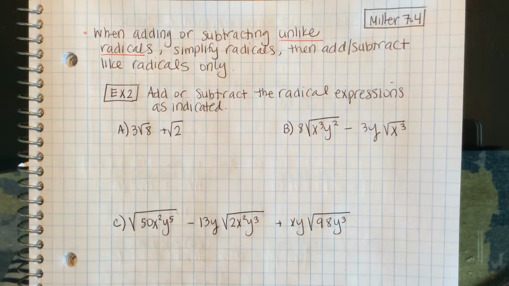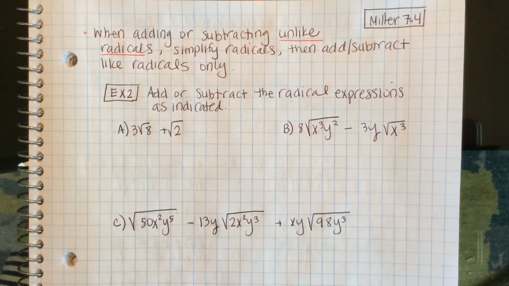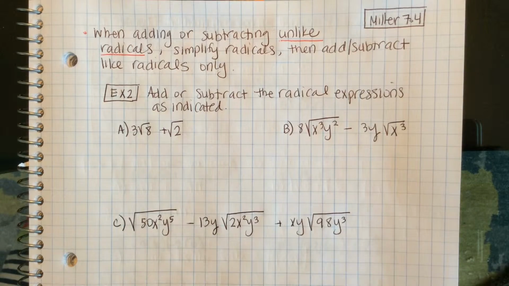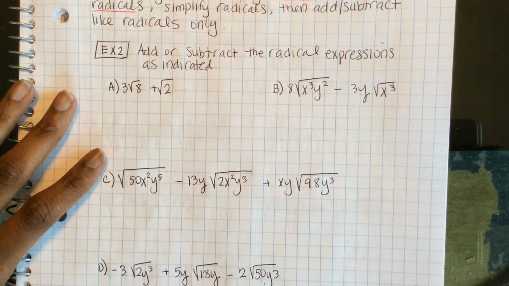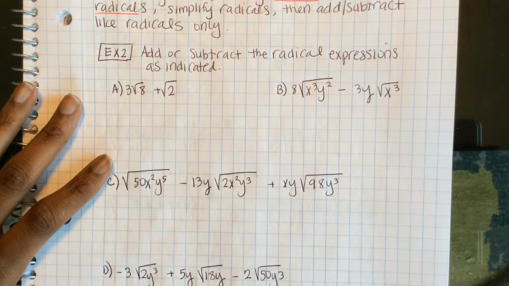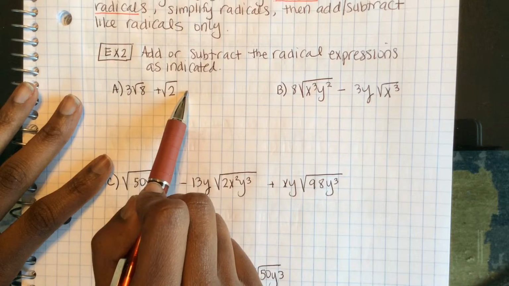Hey guys, here in Miller 7.4, when we're adding or subtracting unlike radicals, simplify the radicals first, then add or subtract like radicals only. So we're going to combine simplifying and adding. So in example 2, we want to add or subtract the radical expressions as indicated. Well, square root of 8 and square root of 2 are not like radicals.